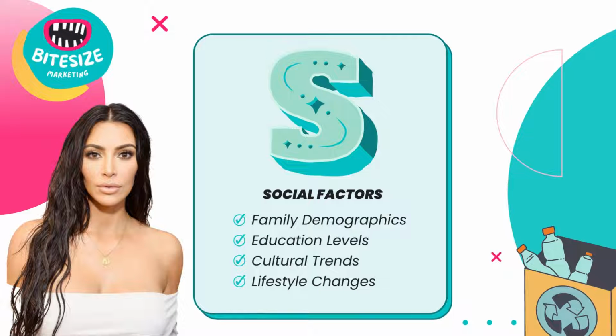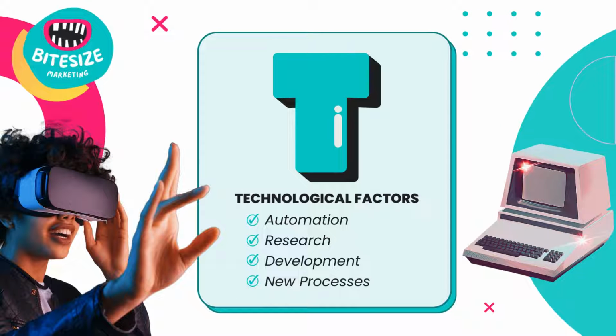Social factors. The focus here is on the social environment and identifying emerging trends, as well as influencer set trends. These include family demographics, education levels, cultural trends, and lifestyle changes. Technological factors. The rate of technological innovation and development affects every industry. How does it affect yours? It's important not to get left behind and stay in tune with these. Factors to consider include automation in development, research, and new processes.